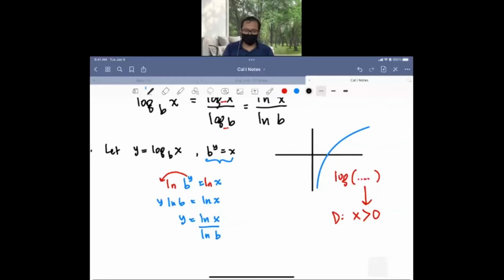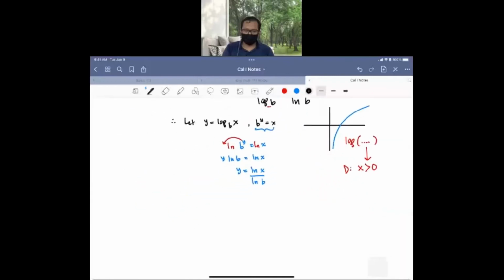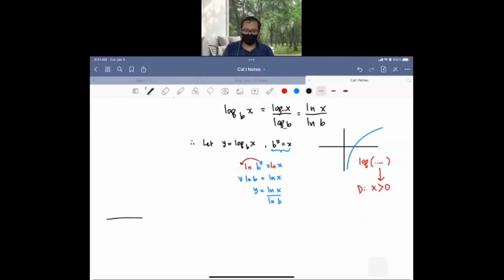Okay, perhaps anything to discuss? Any confusions? No? Okay. Next, I think this should be the last thing on the functions: inverse of trigonometric. I almost forgot this one.